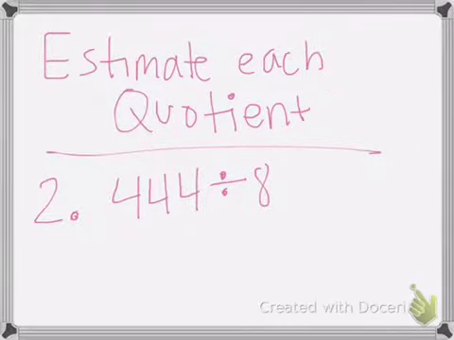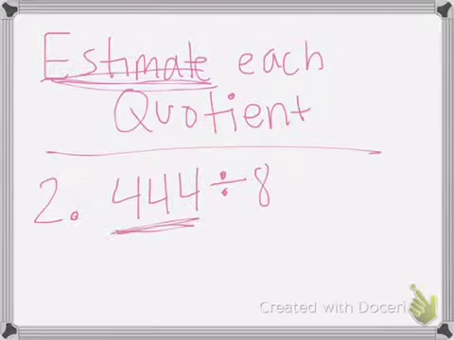Okay, so the first one that I would like you to try is page 94 in your textbook, and it's number 2. So remember, I'm wanting you to estimate each quotient, not give me the exact answer. So number 2 is 444 divided by 8. So first you need to think, what would you change this to make it easier to divide 8 into?